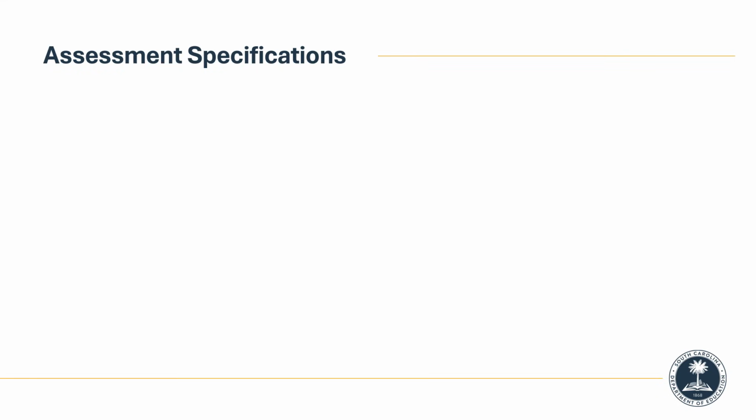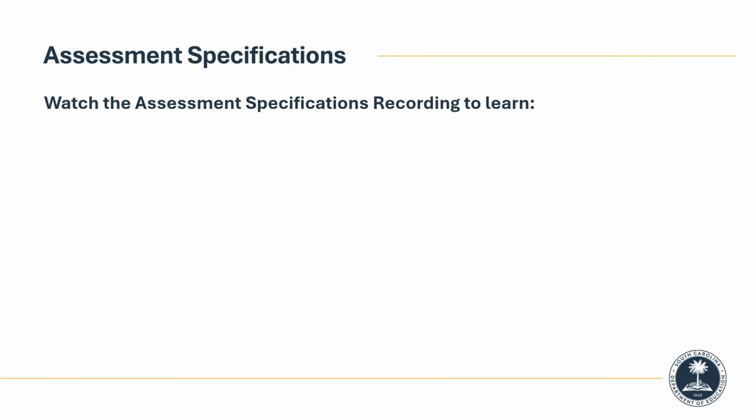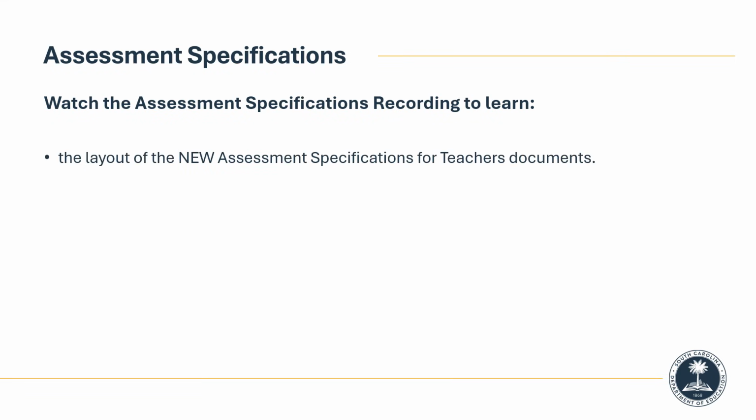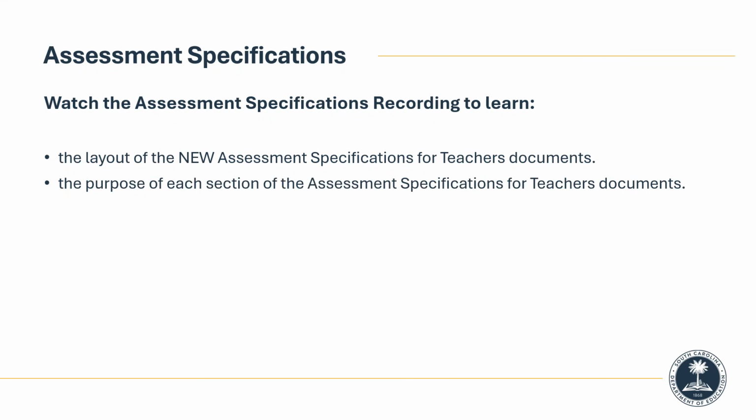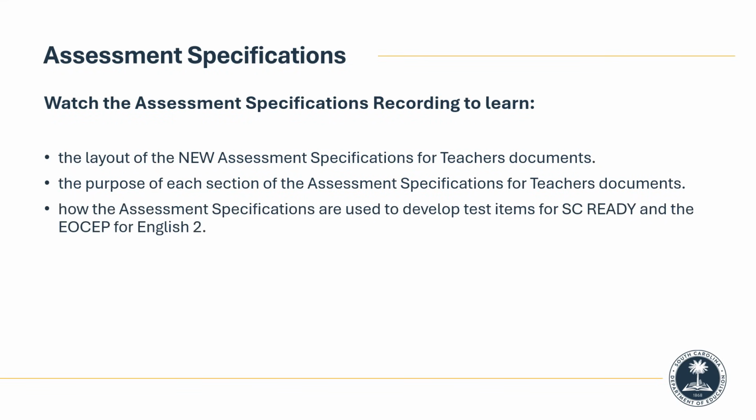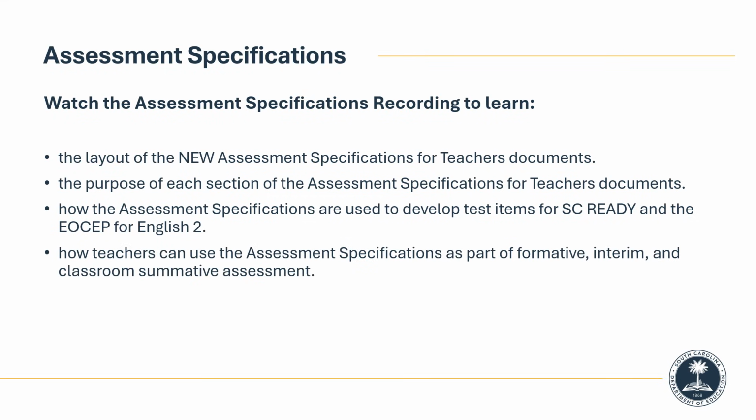The new assessment specifications documents break down each assessed indicator for assessment. These documents provide teachers with insight on how we assess the indicators on SC Ready and the EOCEP for English 2. We encourage you to utilize these documents in your classroom. If you watch the assessment specifications recording, you will learn how the document is formatted, the purpose of each part, and how you can use the assessment specifications in your classroom.